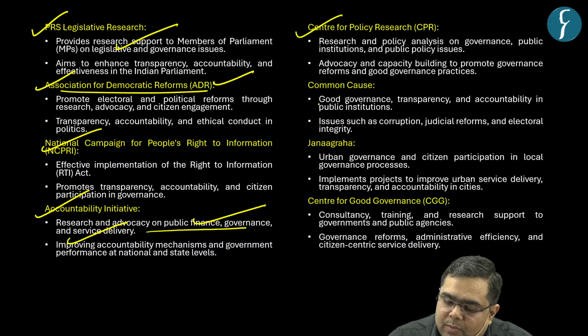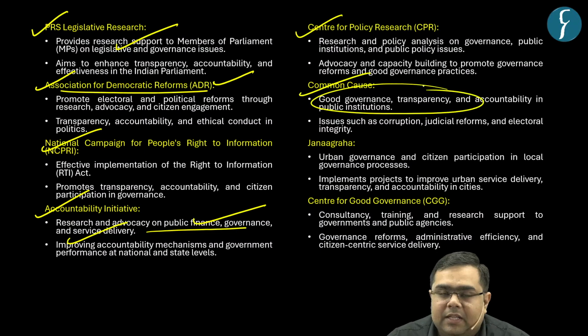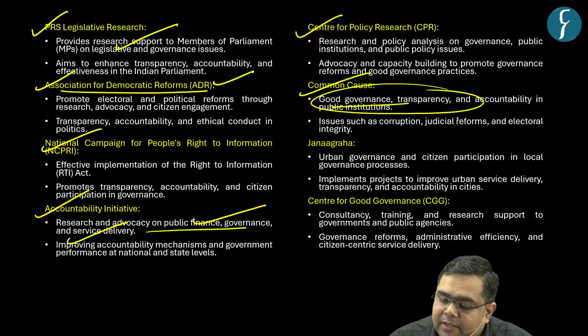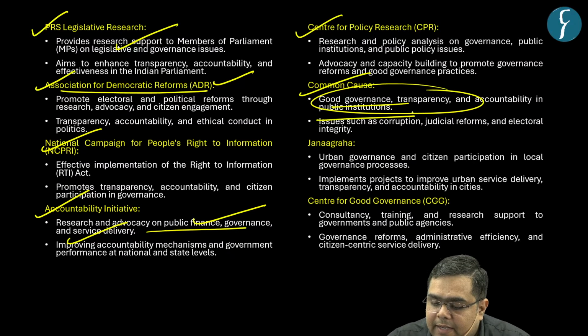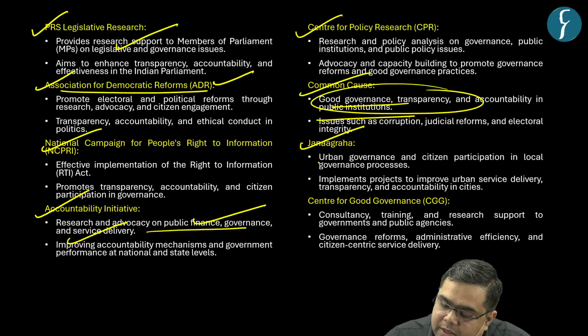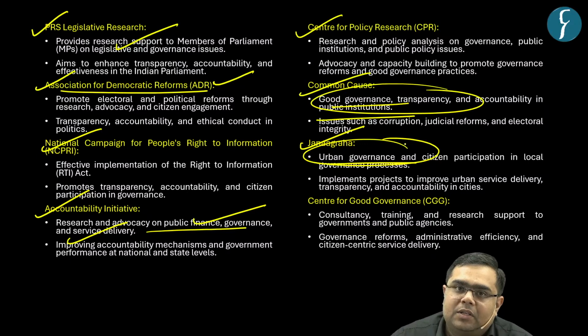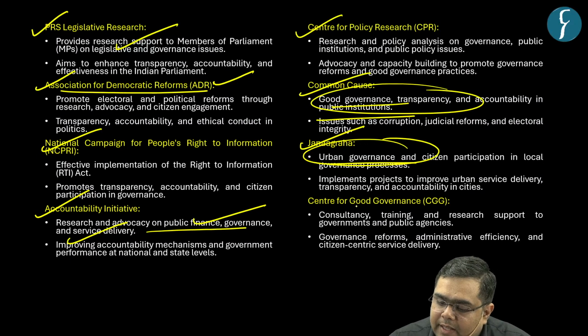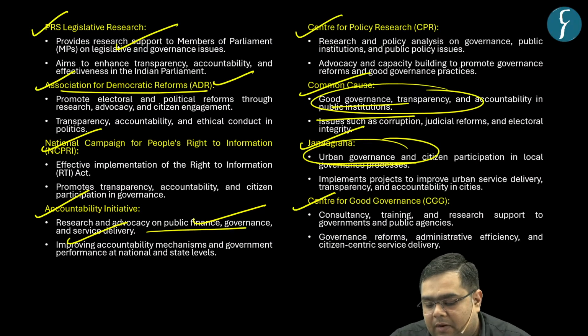Then there is the NGO by the name of Common Cause. Again, it has helped support and improve the functioning of a state in terms of providing good governance recommendations, transparency and accountability. Then there is an NGO by the name of Jan Agraha that is specifically focused on the issues of urban governance in India. And then there is a civil society organization, pardon me, by the name of Center for Good Governance.